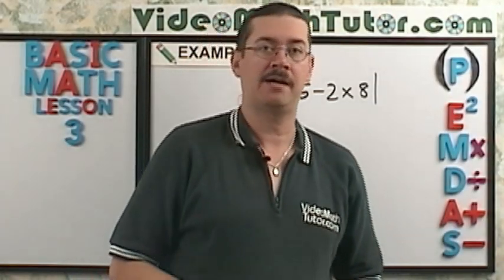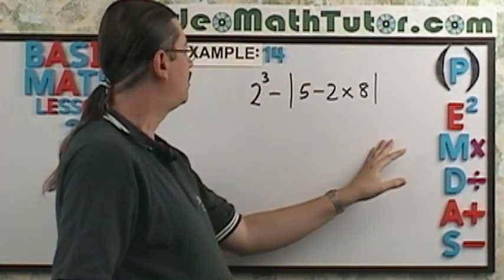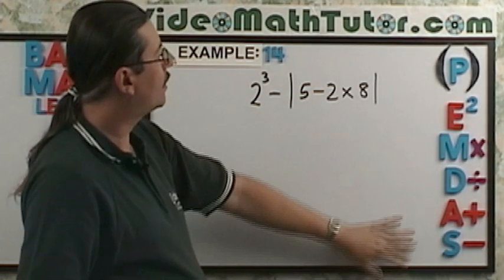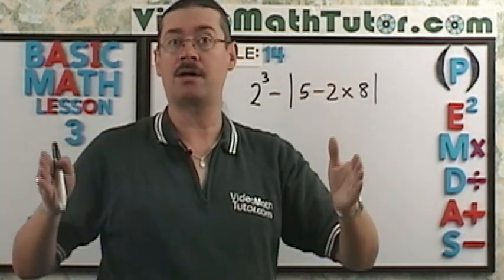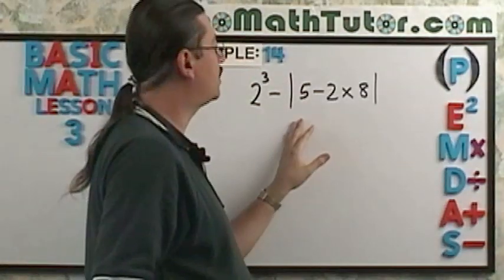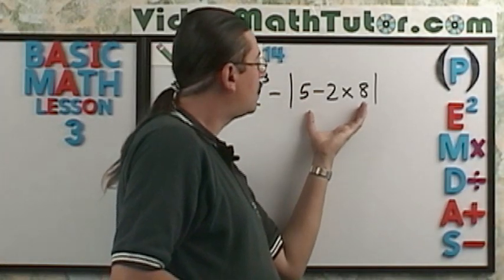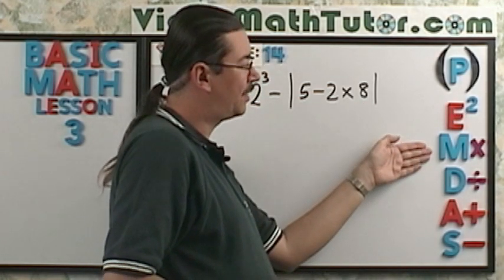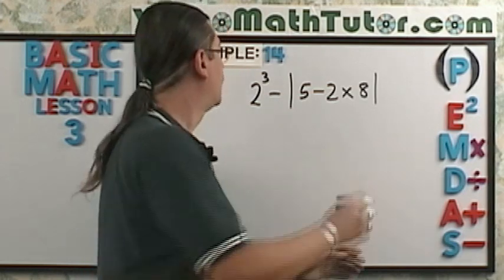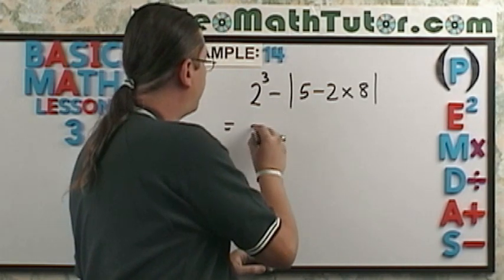For example 14, we have another expression we want to simplify. Let's go through the steps again. I need to do the grouping symbols first. In this case, the absolute values are considered our grouping symbols. We need to do everything inside absolute values first. And within here, I have a subtraction and multiplication. So according to this, multiplications have higher order precedence. They're done beforehand. Everything else, I'm just going to write over again.